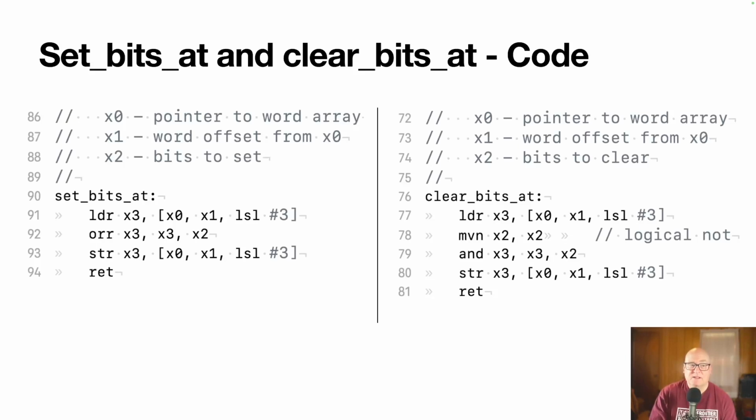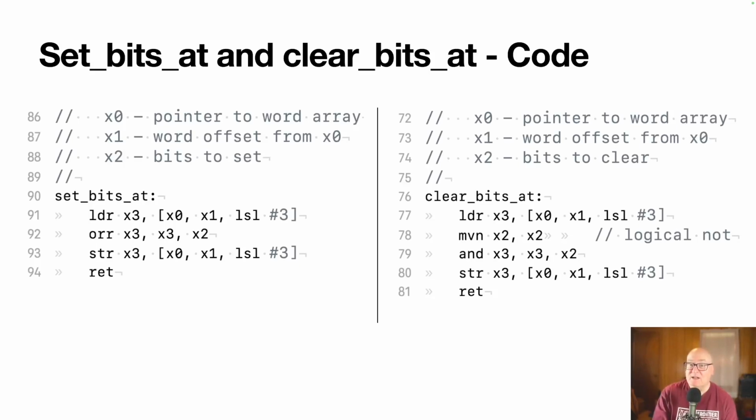And we load the contents there, call OR on it. So any bits that are 1 will be set after the OR, and the other bits are left as they are. And then we store that value in the same address. So we're there with our bit set. Clear bits at is similar.